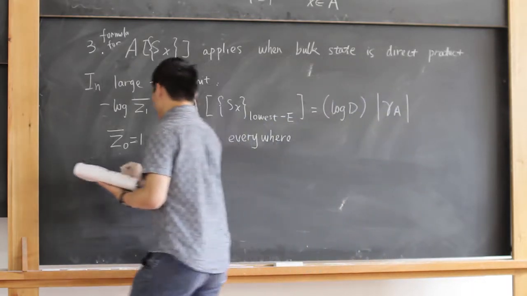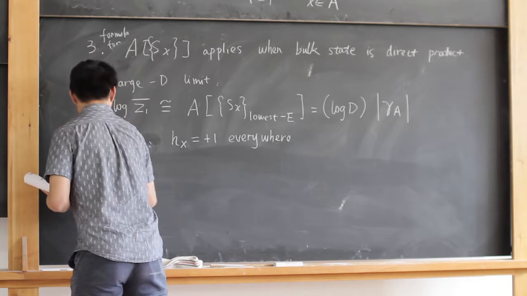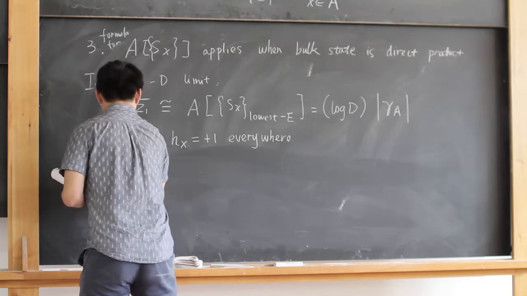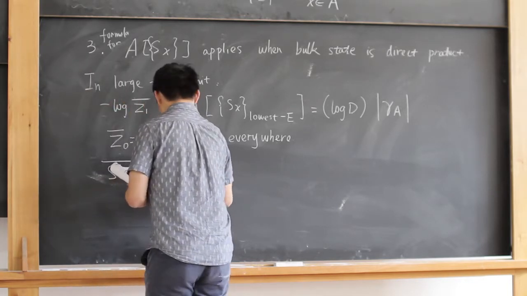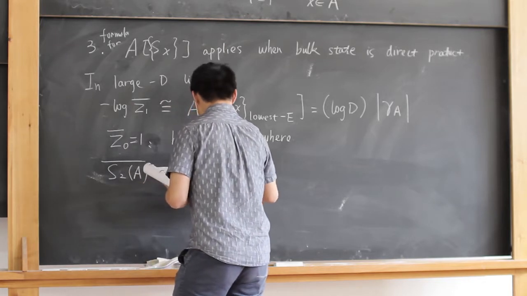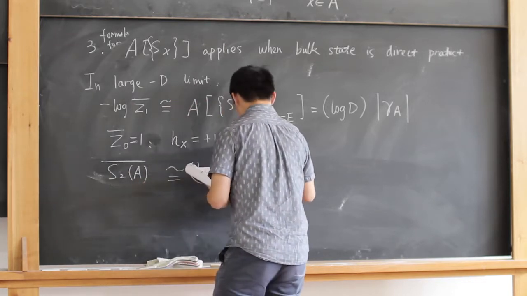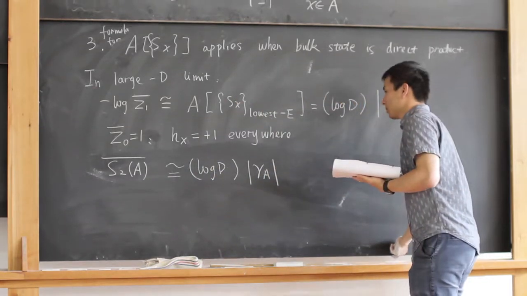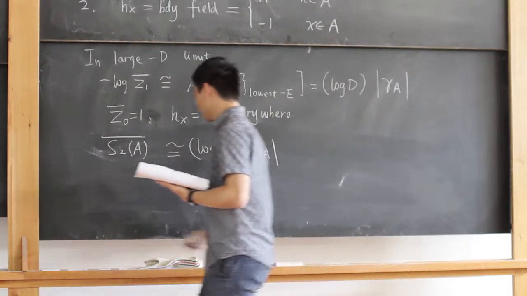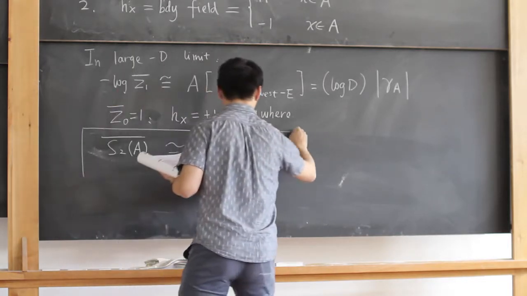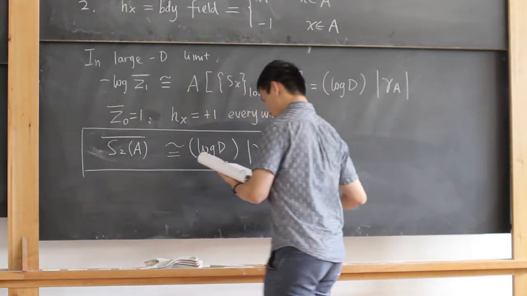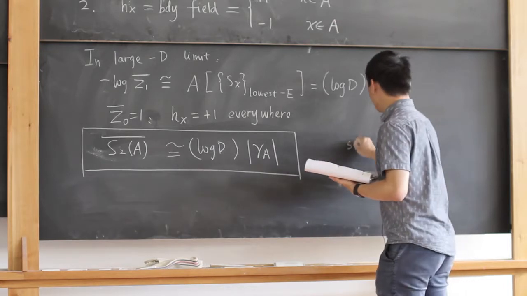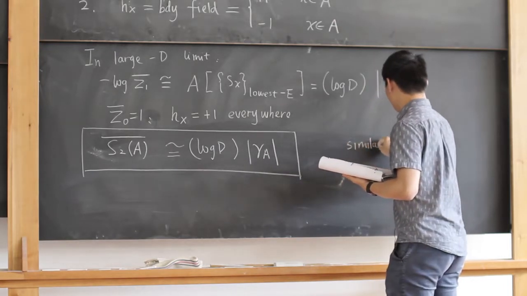So finally, we find that S2, when we have done this average, is to very good approximation given by log D times the size of gamma A. So this is very similar to RT, the Ryu-Takayanagi formula.